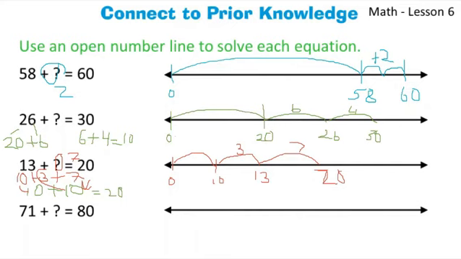All right, let's take a look at the last one here. So I have 71 plus something is equal to 80. Same thing, I can do it so many different ways, but let's try something a little bit different. So I have 0, and I'm going to just do this big hop to 80.